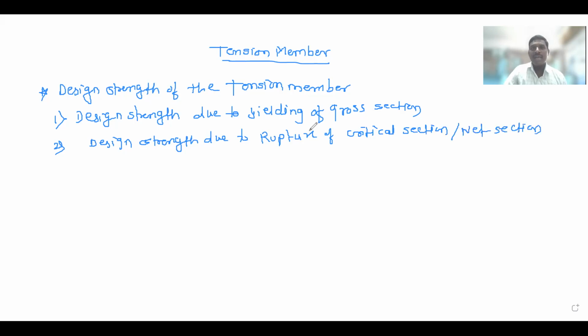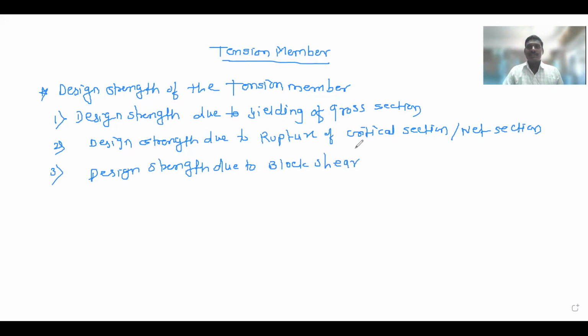So we will see one by one how yielding is there, how rupture is there, or what is meant by yielding and rupture, that we will see in detail while calculating the strength. And third, design strength due to block shear. So these three strengths we have to calculate, and these are the failure criteria.